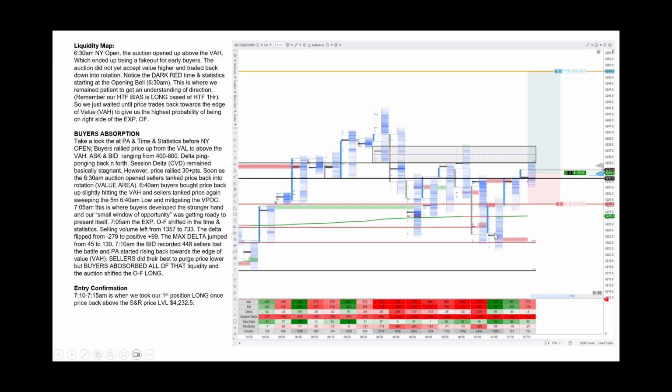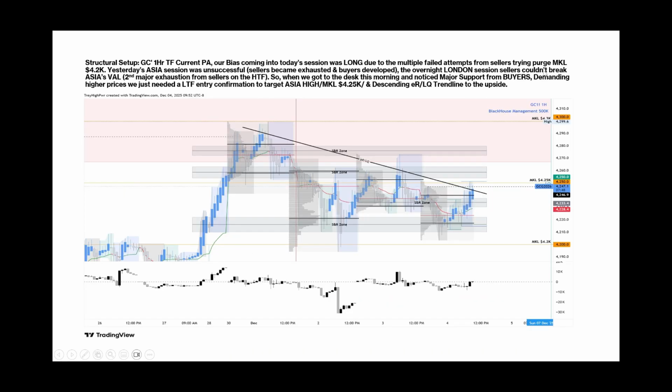All right, and this is where we started to trade back towards the edge of value, which was the value area high. Now remember, in the reading, our higher time frame bias is long. So I'm looking for confluences and confirmation for a lower time frame entry confirmation setup to take this market long. Because remember, on the higher time frame, as you can see, we're trading right in this support zone. This market is heavily being supported right here.